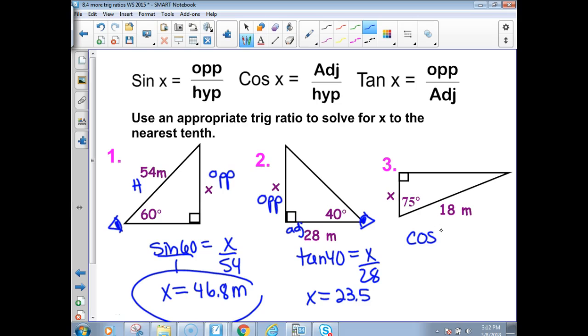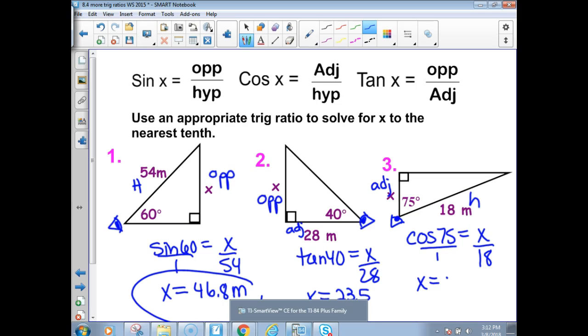Cosine. That's okay. That's it. All right, because this one's a hypotenuse and this one would be the adjacent leg, right next to the angle. Okay, can you calculate that out for me, please? 18 cosine 75. Would you get 40? It can't be 40. It's got to be less than 18.